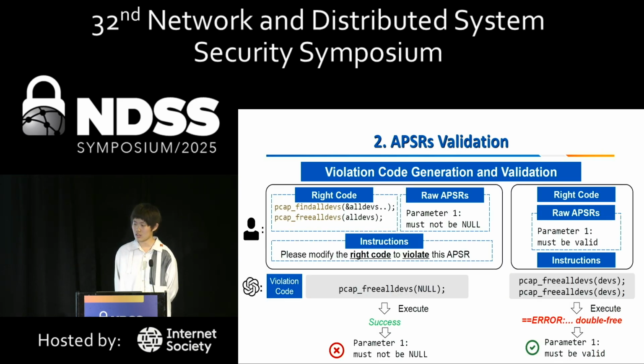To generate the violation code, GPT-8 provides the write code, raw APSRs, and instructions to the LLM. For example, for the raw APSR "parameter must not be null", the violation code generated by the LLM is shown on the left, and it runs successfully, indicating this raw APSR is incorrect. And for the raw APSR "parameter must be valid", the code generated is shown on the right. It caused a double-free error, indicating this raw APSR is correct.